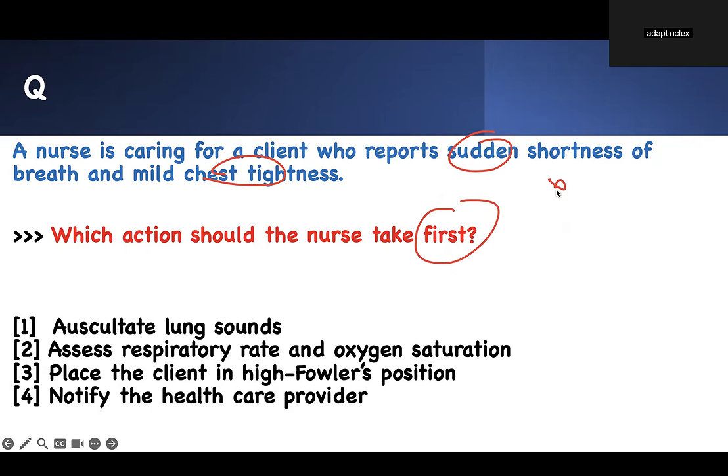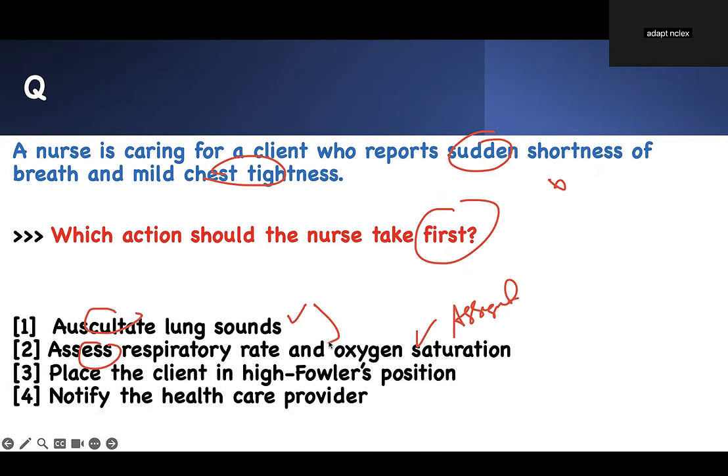But this is the clue. Answers 1 and 2 are saying the same thing. They are both assessments. If you have two assessments, then they are both wrong. Therefore, we have two similar answers. Auscultate the lungs, you're making an assessment. Assessing respiratory rate and oxygen saturation, you are making an assessment. You can't do two assessments in a question. That means both have to be wrong. They are similar answers. The NCLEX does not tell you.